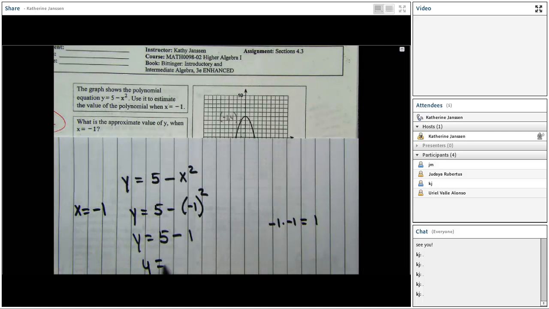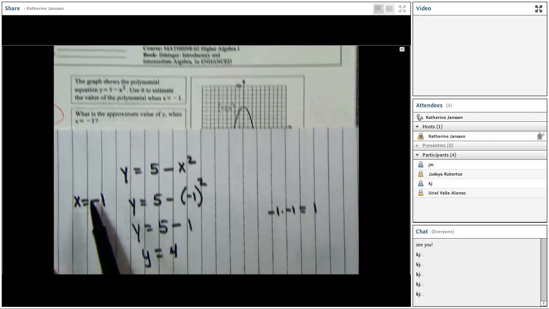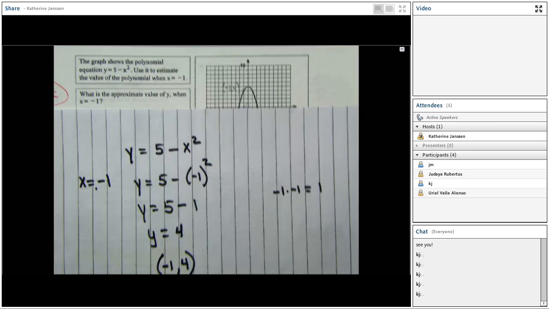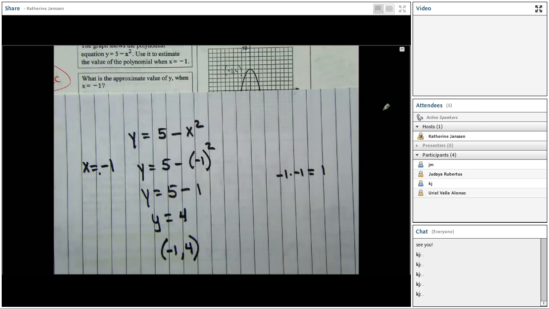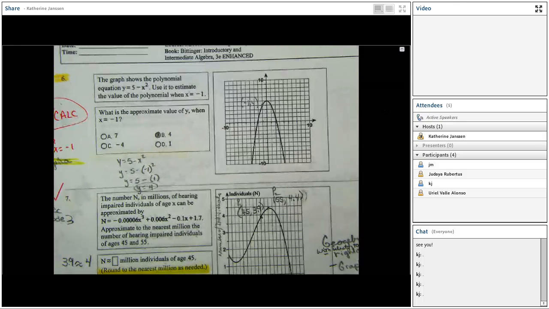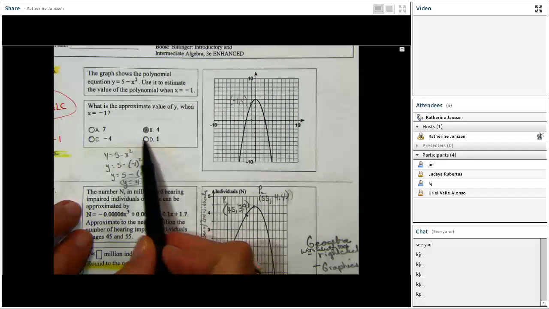And y equals 5 minus 1, which is 4. So when x is negative 1, y equals 4. So our Cartesian plane point is x is negative 1, y is 4. And in this example at MyMathLab, it's offering you a multiple choice response.